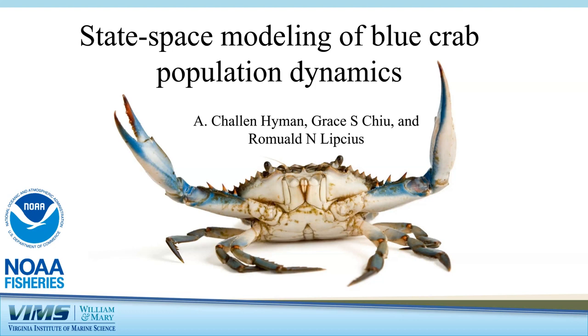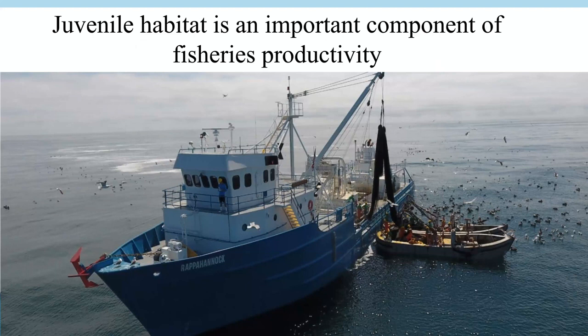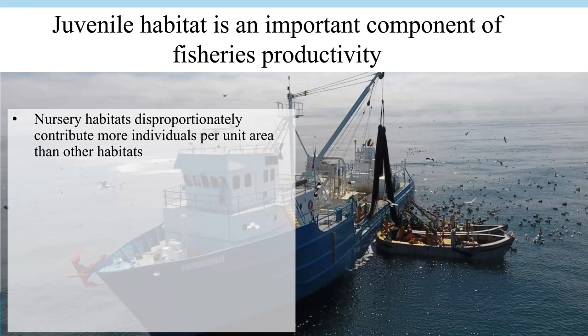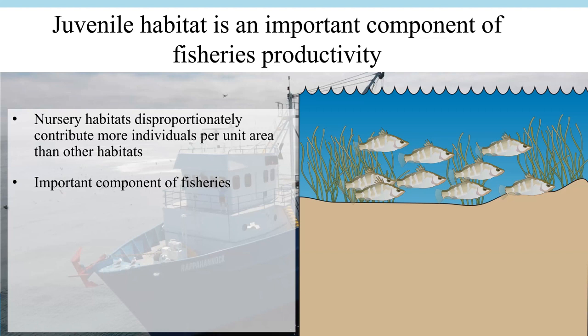Now, first and foremost, I'll say something that is probably not lost on many of the folks who work on fisheries within this room, and that is that juvenile habitats are an important component of fisheries productivity. And so essentially nursery habitats are habitats which disproportionately contribute more juveniles per unit area to adult populations. And so as a result, this is an important component of fisheries within both marine and estuarine ecosystems.